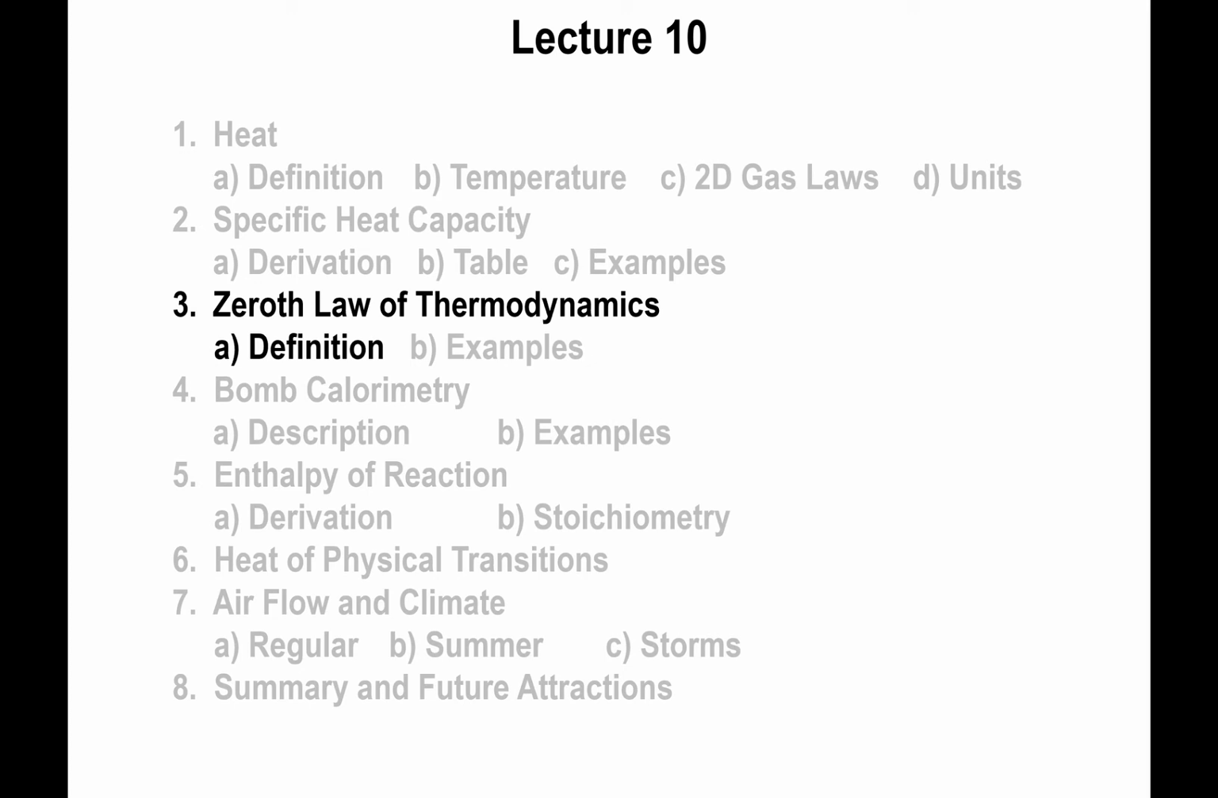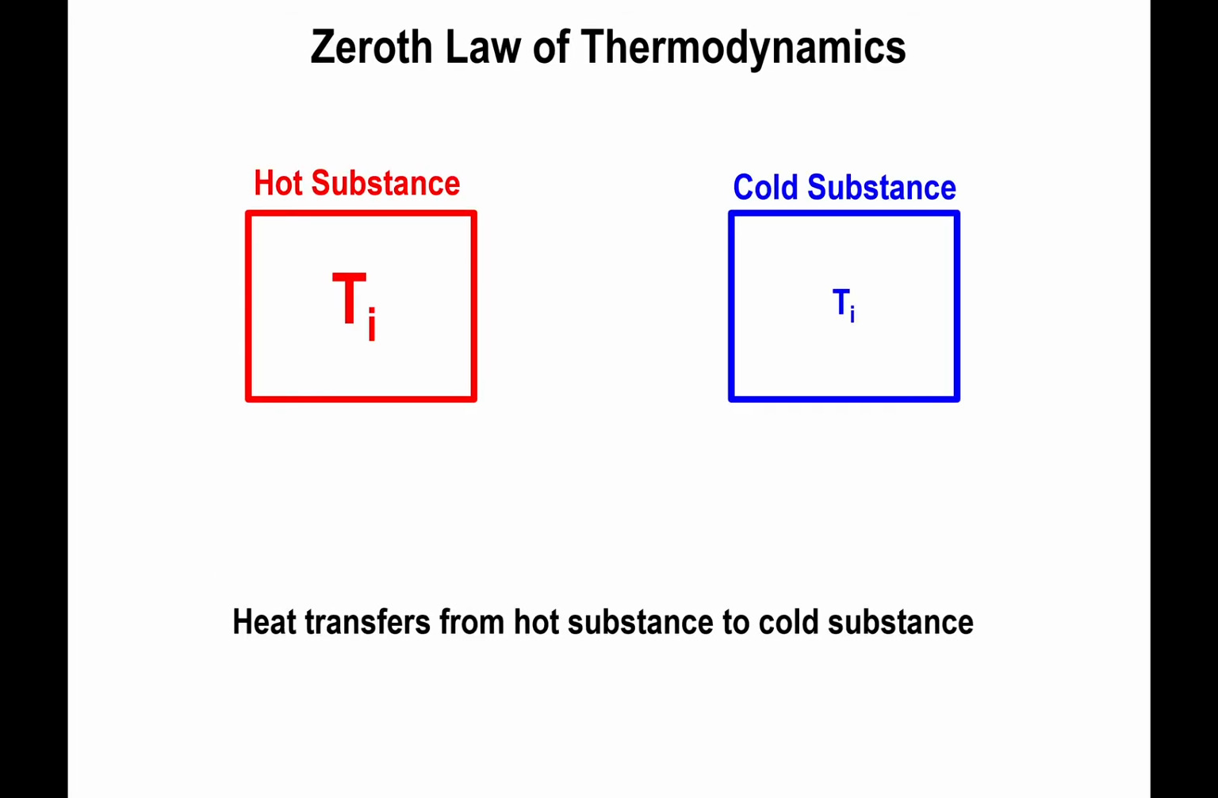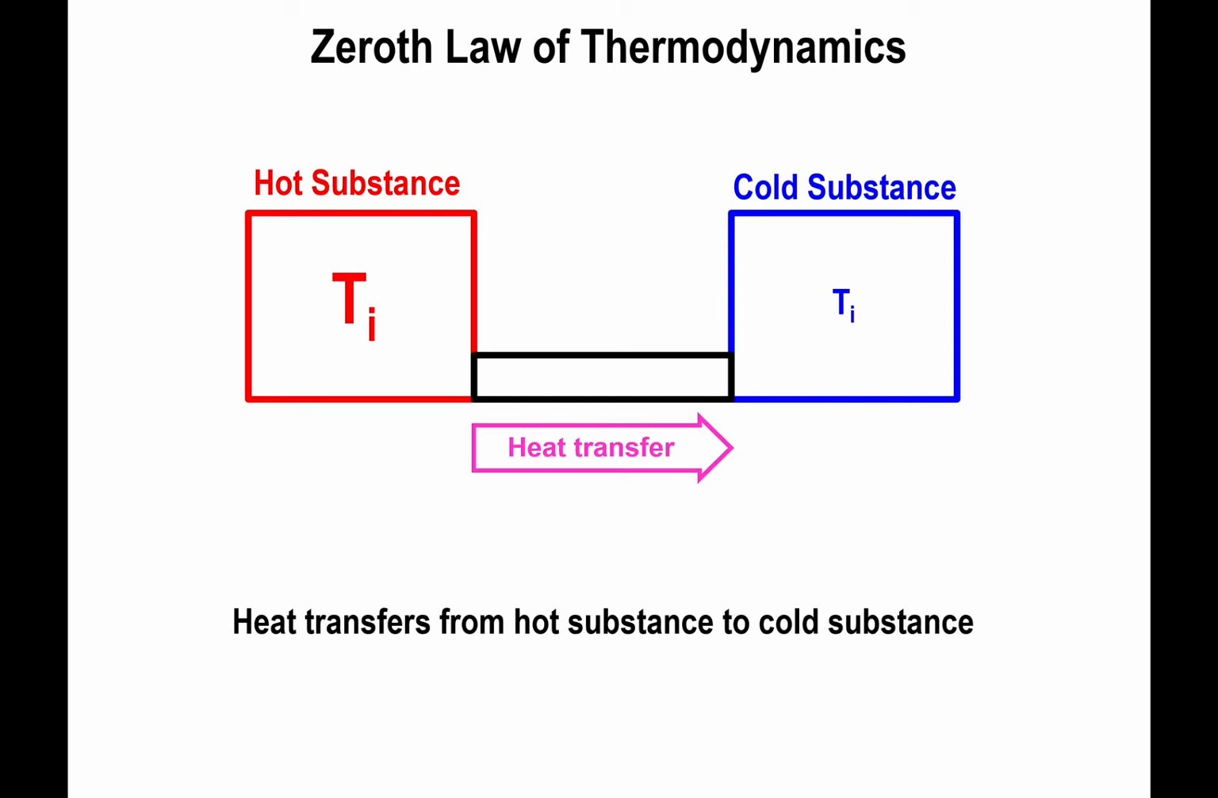Okay, so now let's talk about the Zeroth Law of Thermodynamics and define what that is. In a situation where you have a hot substance at some initial hot temperature Ti, and you have another substance at some initial cold temperature Ti, when these two objects at different temperatures come in contact with each other, the Zeroth law of thermodynamics tells us that the flow of heat will happen from the hot substance onto the cold substance.